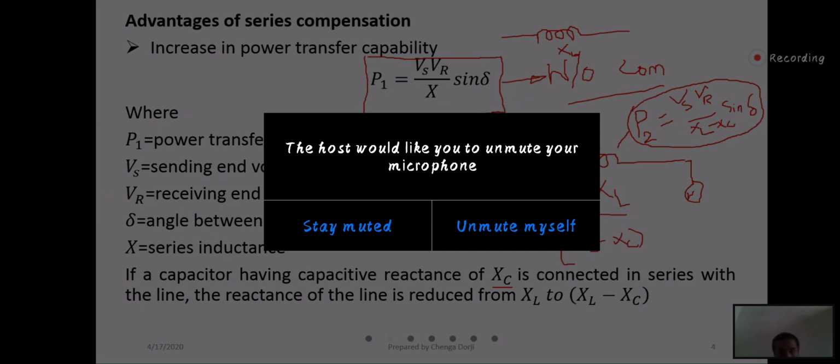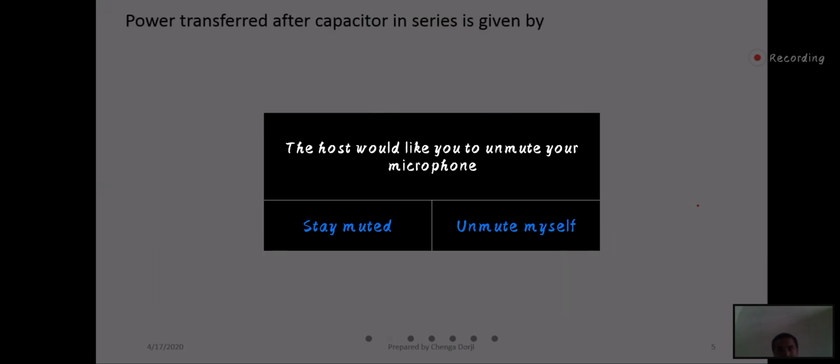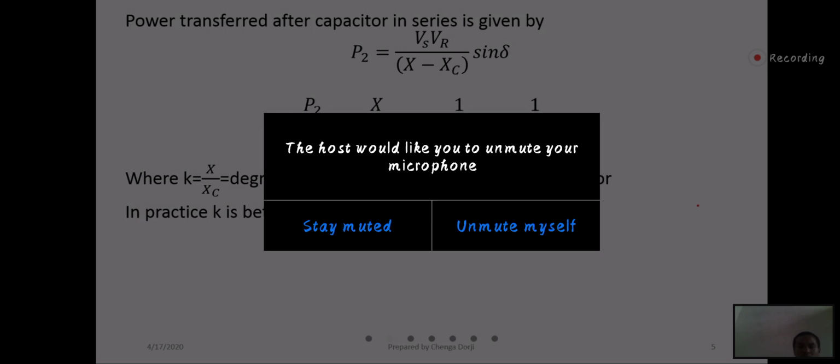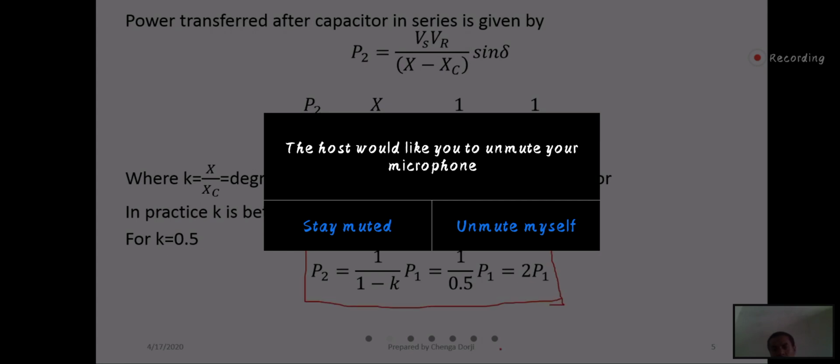Okay, so then you will have your power P2. So now can you do P2 by P1, the power transfer after this compensator? You will get this, where K is the degree of compensation or compensation factor. In practice, K is between 0.4 and 0.7, which means you are giving 40% to 70%. If you are compensating by 50%, then the power transfer will be doubled to P1.